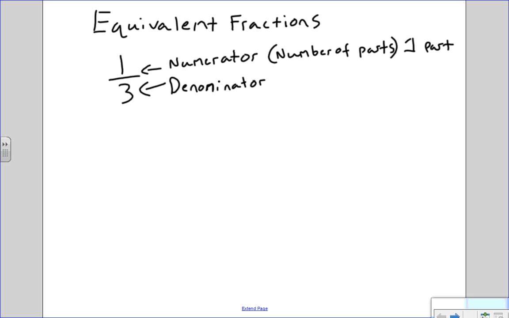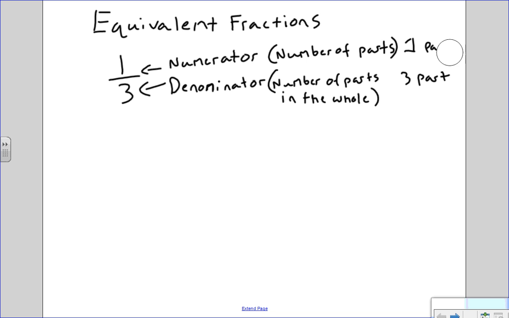The denominator is the number of parts in the whole set, or the number of parts in the whole. So in this example, our whole parts, or the number of parts in the whole, is 3. So in the fraction 1/3, we have one part of the 3 whole parts.